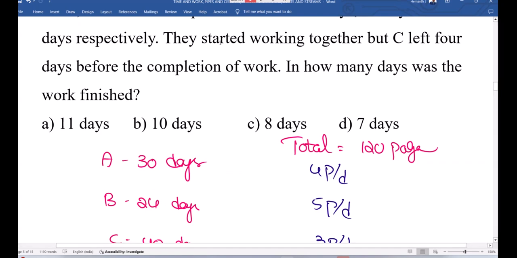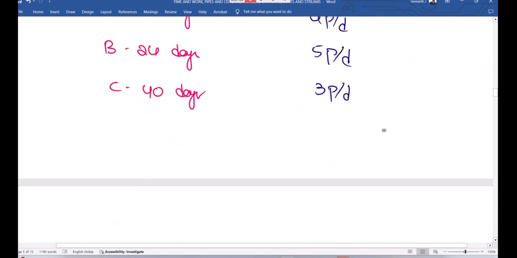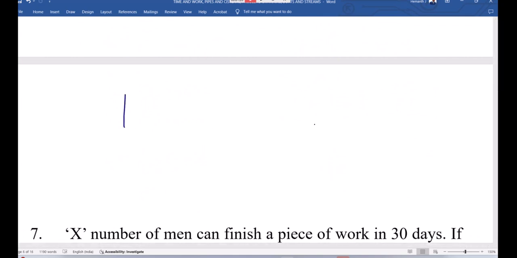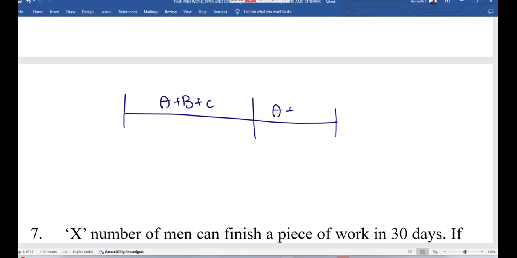Because they started working together, C left 4 days before completion of the work. Last 4 days, A and B are working. Initially, A plus B plus C are working for some days. So x plus 4 should be your answer. Initially, all 3 people, A, B, and C are there. Then at the ending, A plus B only there for 4 days. C left 4 days before completion of the work. Means this is 4 days.